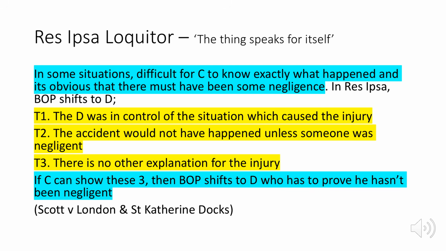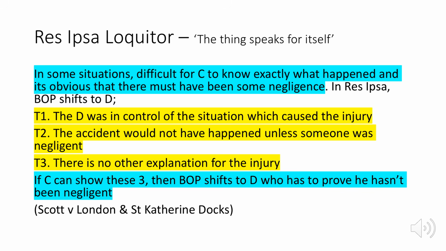Now, something that probably won't come up, but it's good to take note of because you never know, is this thing called res ipsa loquitur. It's Latin for the thing speaks for itself. In some situations, it's difficult for the C to know exactly what happened, and it's obvious that there must have been some negligence. So in res ipsa, the burden of proof shifts to D.